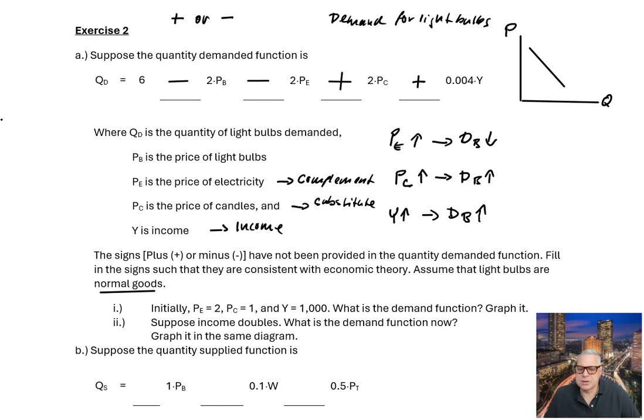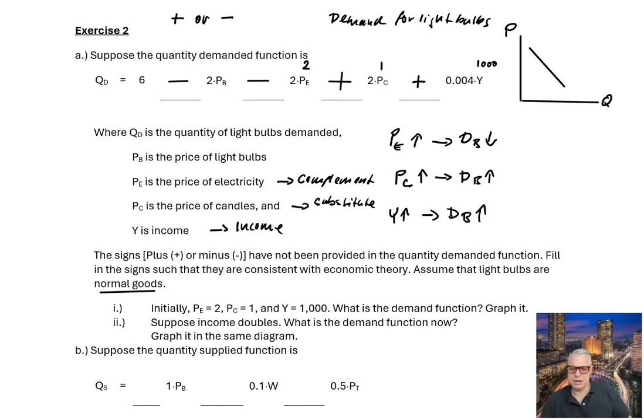Okay, so now we have done this one, and now we have two scenarios. What does our demand function look like if the price of electricity is 2? If the price of electricity is 2, we put in here a 2. And the price of a candle is 1. Okay, so that is 1. And the income is 1,000.